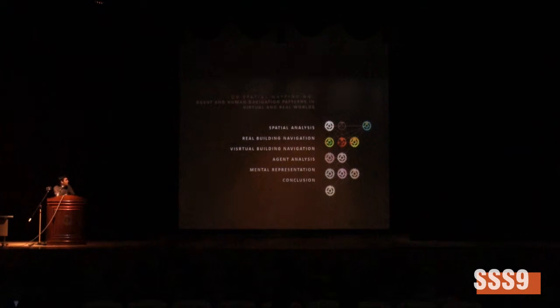In order to answer those questions, I made this structure, which started by analyzing the spatial properties of a case of study. Then I carried out some observation, virtual analysis, agent analysis, and finally analyzed some mental representations of participants.